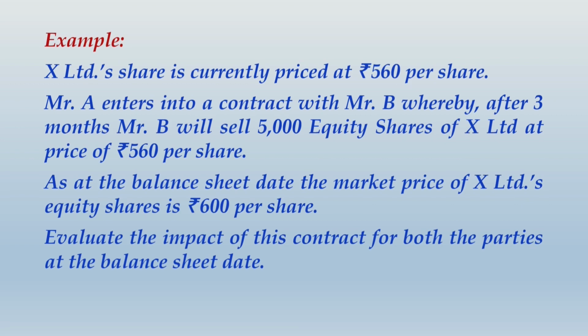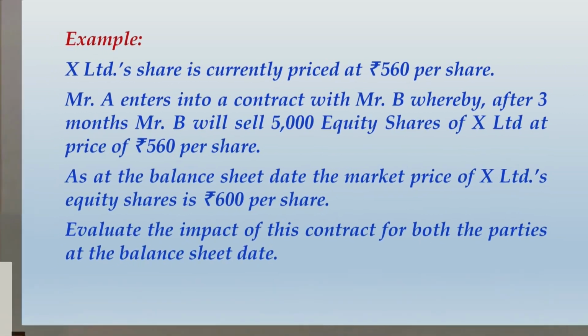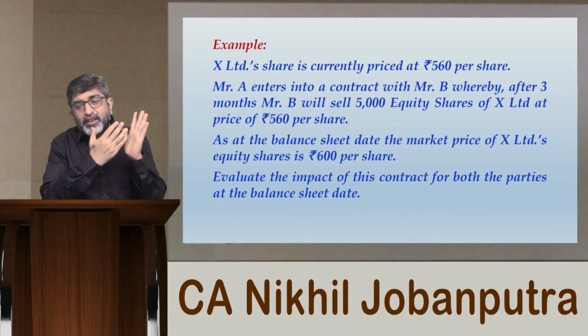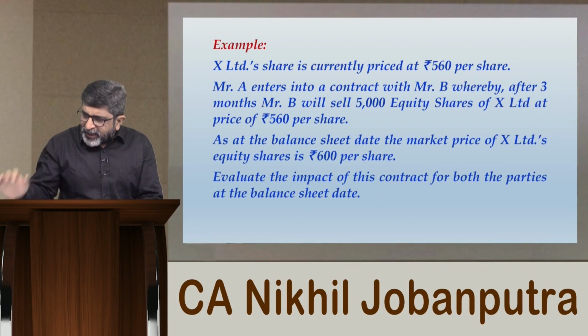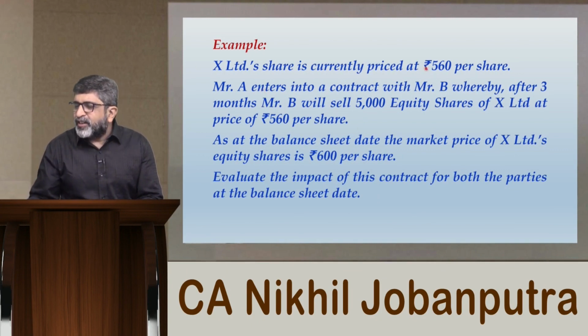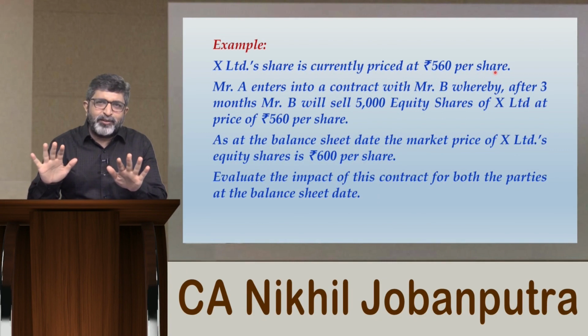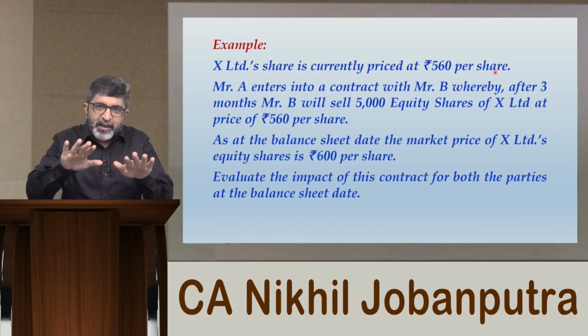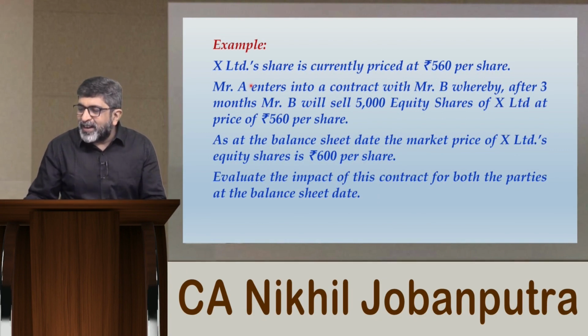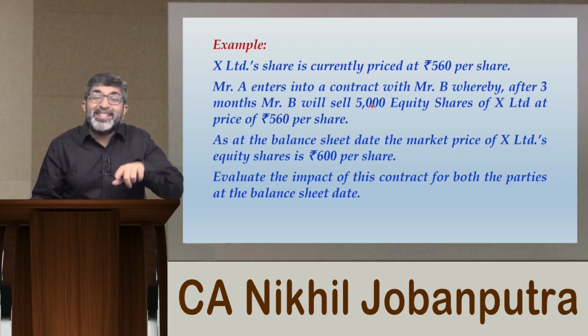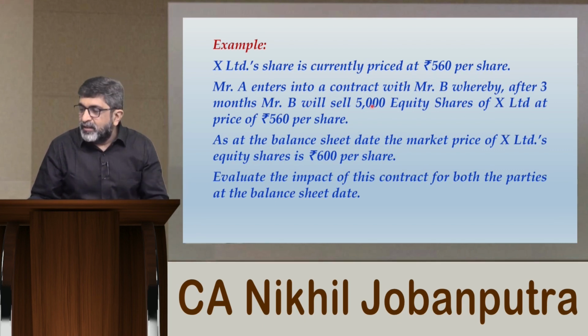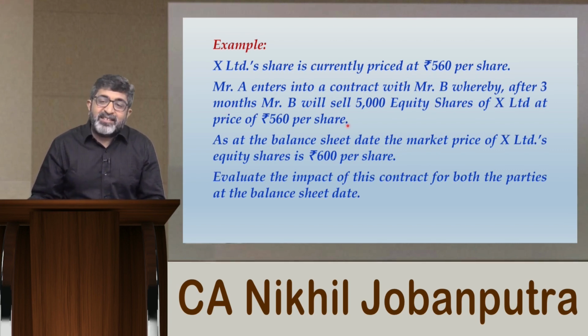Alright friends, you have written this example, so let us now try to understand the same. If you carefully read what is given over here, it says X Limited's share is currently priced at rupees 560 per share. So the current market price of the share is 560. Mr. A enters into a contract with Mr. B whereby after 3 months Mr. B will sell 5,000 equity shares of X Limited at a price of rupees 560 per share.